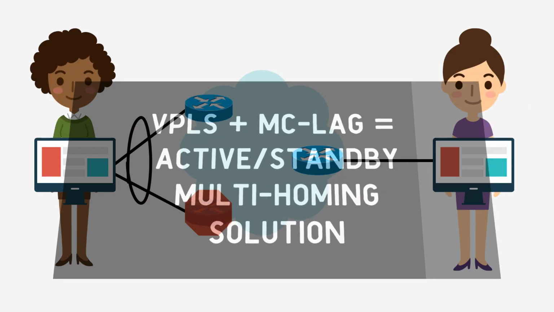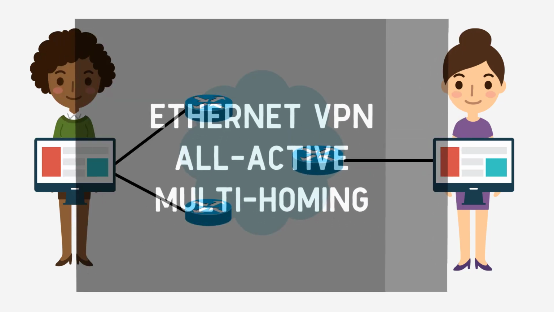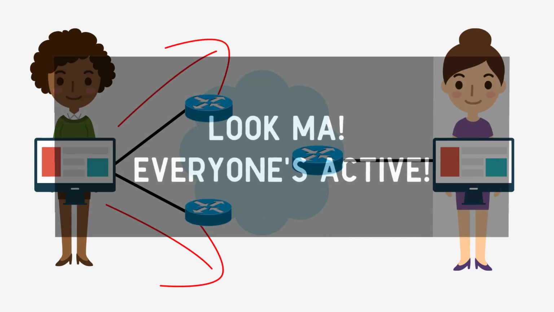Yes, but we still can't use both the routers to actively forward traffic because of Mr. Bum Loop. So is there really no way to have multi-active redundancy with L2 networks? Cue EVPN. At last, we can put all our multi-homed routers to work and not worry about loops. How? Well, that's a video for another day.